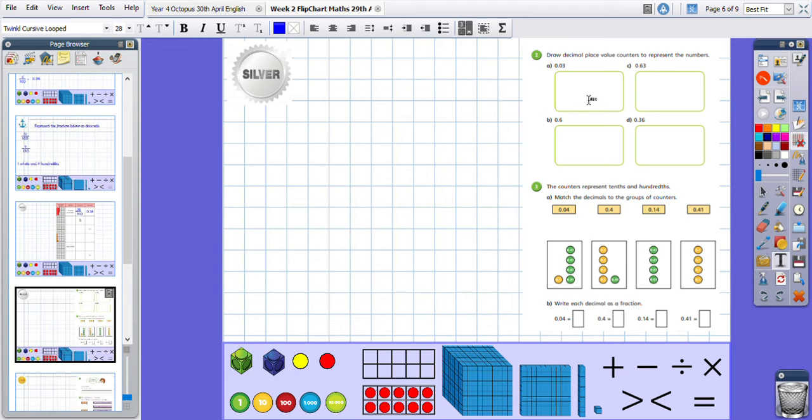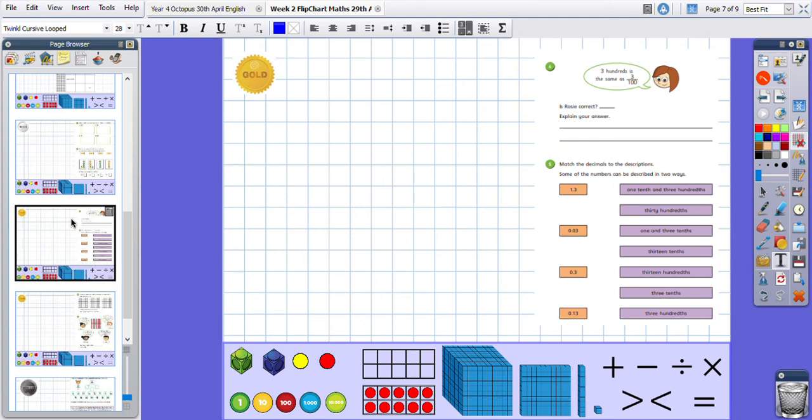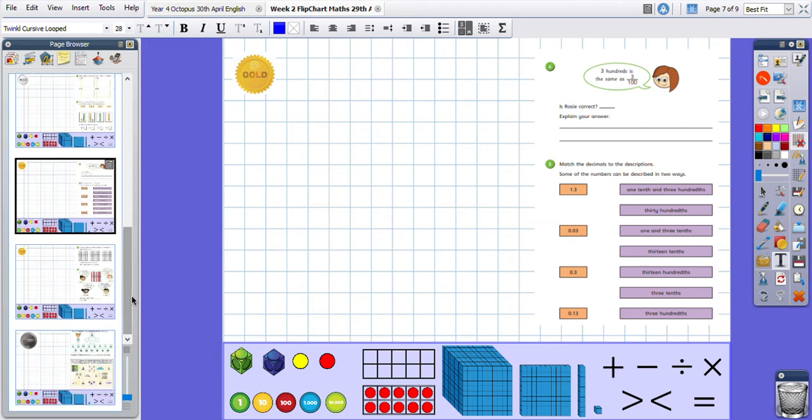And for question 2, you are drawing decimal place value counters to represent each number. So show your place value grid and draw the counters in each column. For question 3, you are matching up the decimals with the counters, and for B, you are writing each decimal as a fraction. For gold then, going into reasoning and problem solving, so this is national standard now, you are telling me whether Rosie is correct that hundredths are the same as hundreds. Explain your answer. Think about the way I'm saying those words and think about your place value.